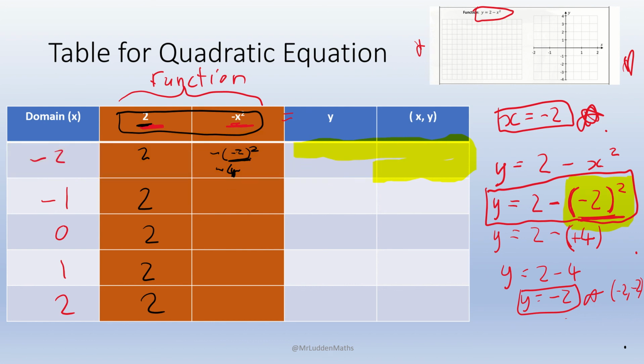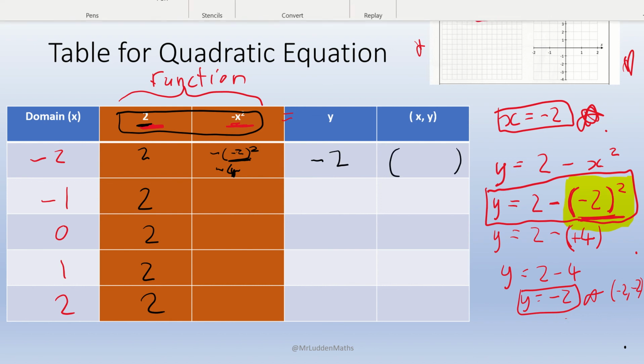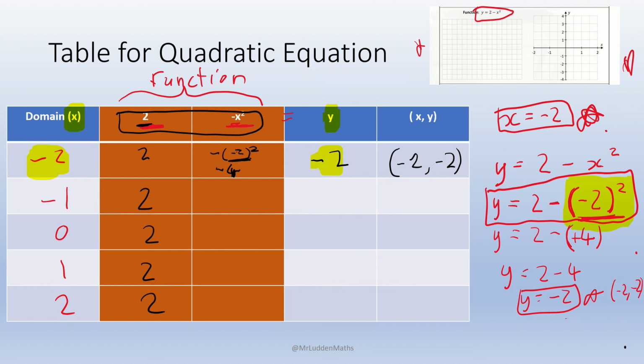Now, to get my y part, to get what goes in there, and I've accidentally taken away all my highlighter, but you know where I'm going with this. To get my y, it's going to be all of my function added together. So my 2 take away my 4, which is minus 2, which means that my point here, my x part is minus 2, and my y part is minus 2. So my point here is going to be minus 2, minus 2. And if I draw that just on my small graph up here, minus 2 is going to be there. So that's my first point done.